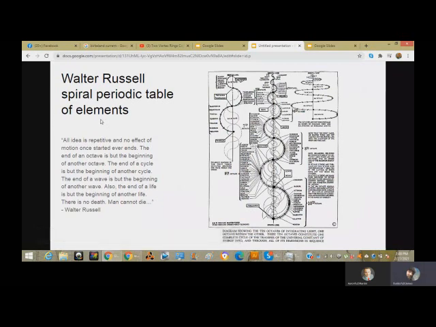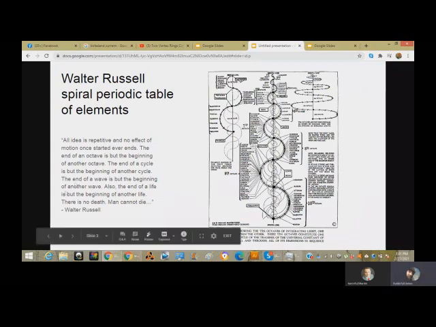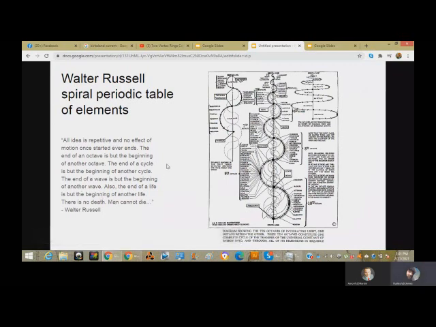This is just a quote of his. All idea is repetitive, and no effect of motion once started ever ends. The end of an octave is but the beginning of another octave. The end of a cycle is but the beginning of another cycle. The end of a wave is but the beginning of another wave. Also, the end of a life is but the beginning of another life. There is no death. We cannot die. It says man cannot die, but it's 2021. Come on.